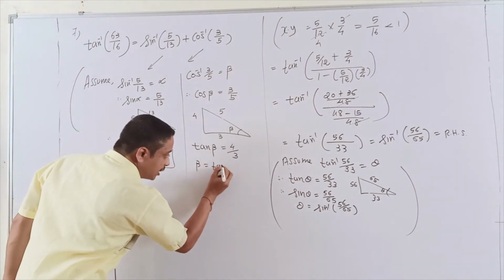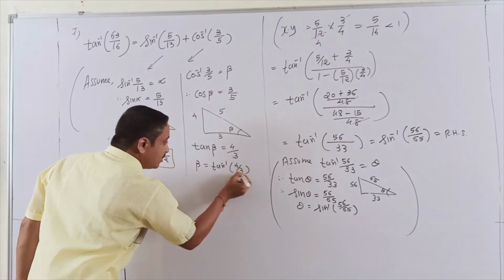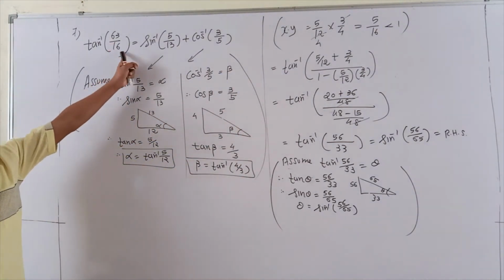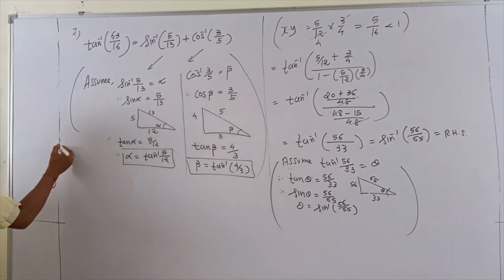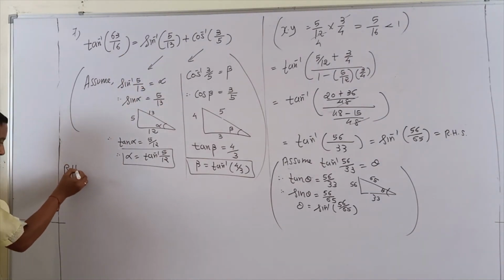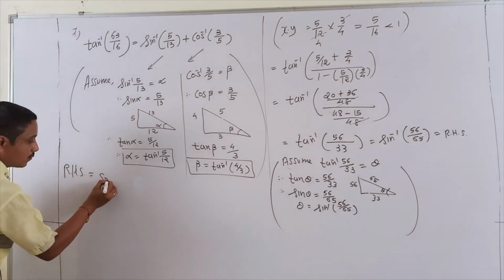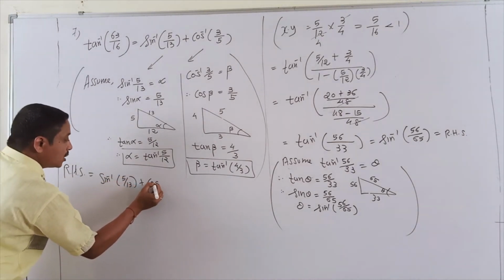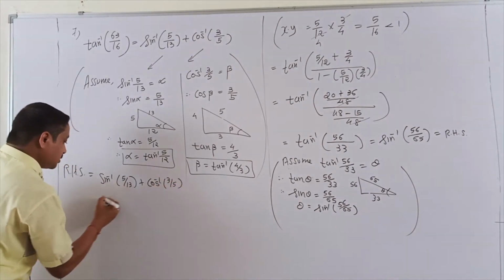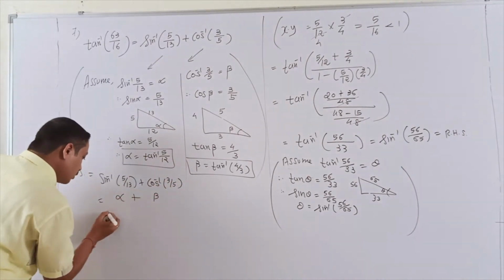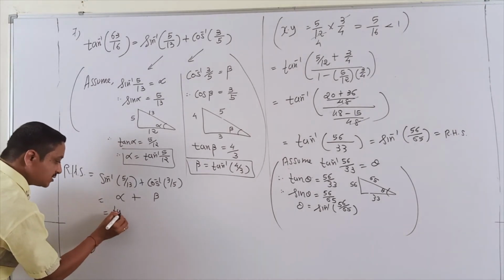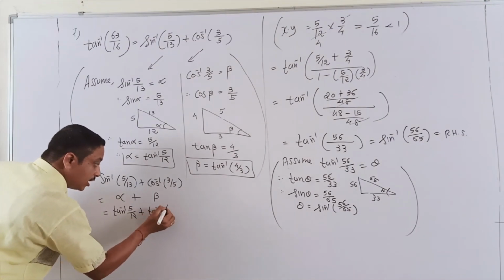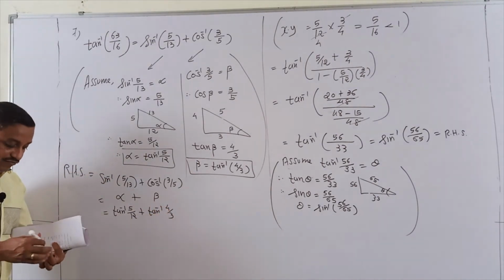So what is the beta? Tan inverse 4 by 3. This value, students, I just apply in this solution. Now start the RHS. My RHS value is sin inverse 5 by 13 plus cos inverse 3 by 5. So you get alpha plus beta. What is your alpha? Tan inverse 5 by 12. And here, 4 by 3.